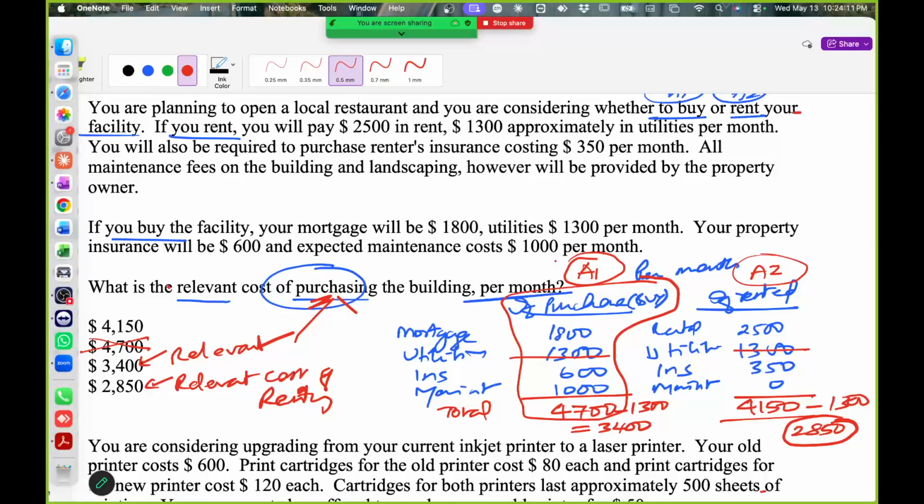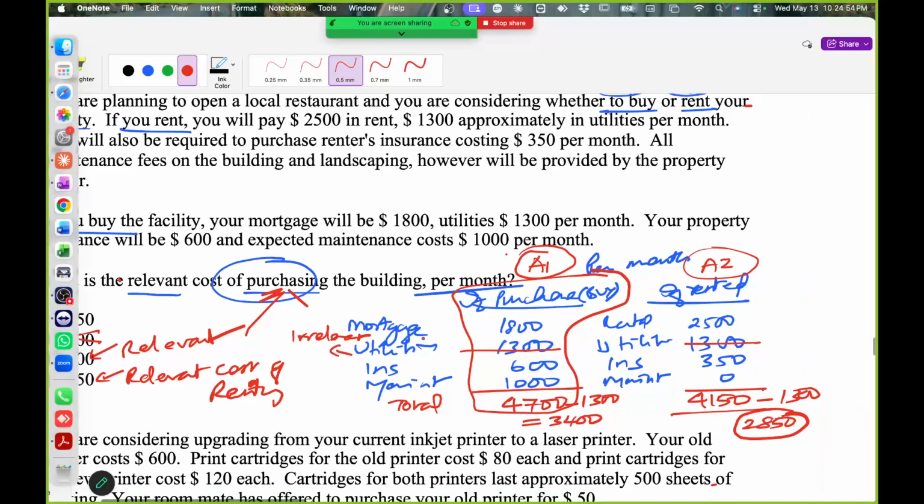What is the second criteria? That it should differ from the alternative, which is not differing. Utilities is irrelevant. I should not worry about it. Simple. If I purchase and start the local restaurant, 1,300 per month utilities. Same thing if I rent it and start. That is irrelevant, because it is not differing. It's the same.